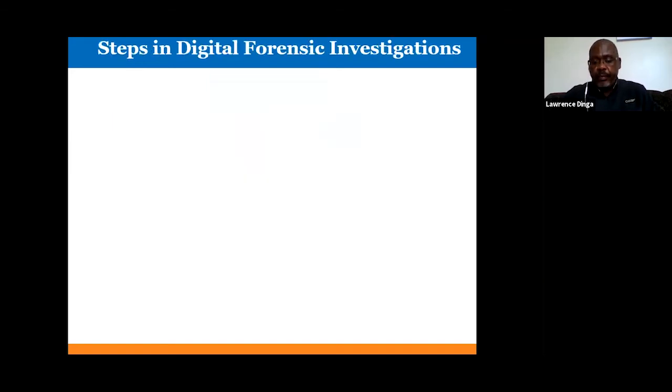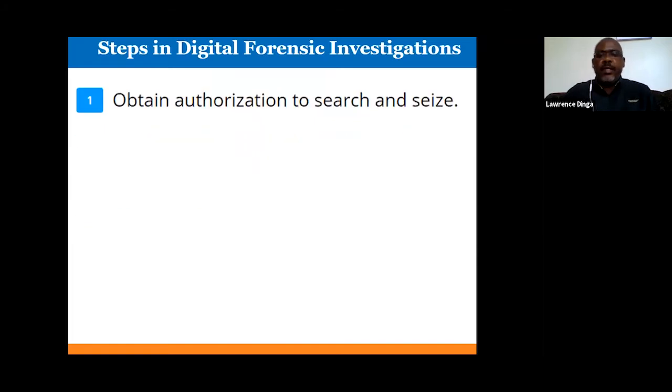So now, digital forensics investigation: what are the steps? First of all, you need to make sure that you obtain legal authority to search and seize. I think we talked about that last week, that one of the admissibility criteria is that when you bring something to court, you must be sure that you had the legal authority to search and seize that particular evidence. So the first thing is that you need to obtain legal authorization to do that.